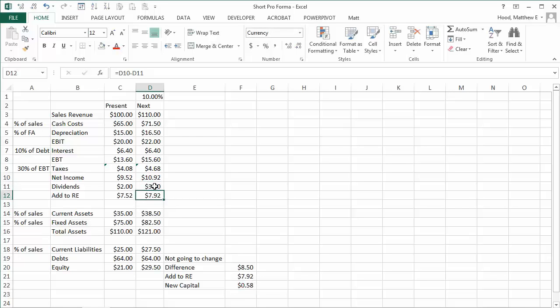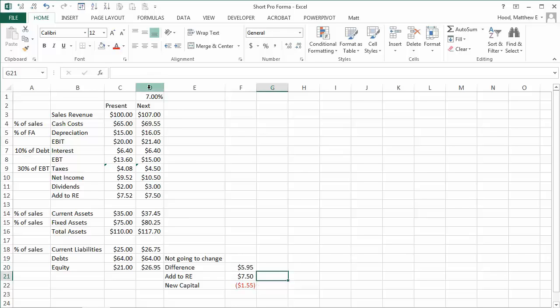Going back to the 3 for a minute, I get new capital of 58 cents that needs to be raised. What if I decide that instead of a 10% growth rate, I'm going to be getting a 7% growth rate? Well, if I get a 7% growth rate and I want to pay this $3 dividend, which is substantial, then my equity goes up by $5.95, but my additions to retained earnings is $7.50. So I could actually pull out $1.55.